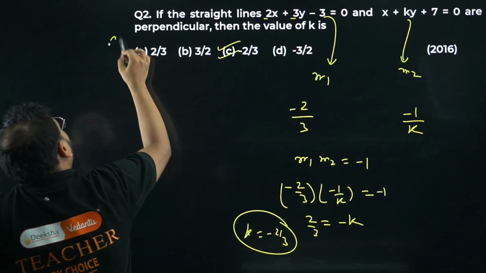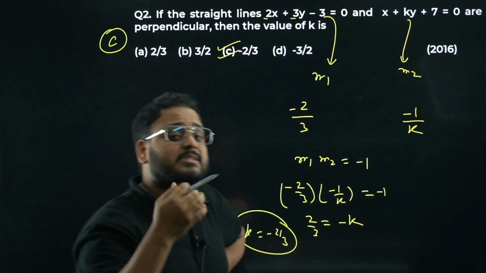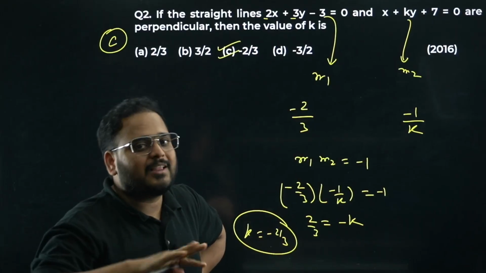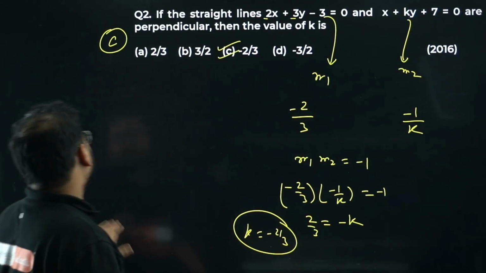Please cross check. One more thing, these are calculations, I might make some mistakes. It can happen to anyone. If I am making any mistake, let me know in the comment section. I'll cross check and get back to you. We'll have the discussion. Question number 2 is done.